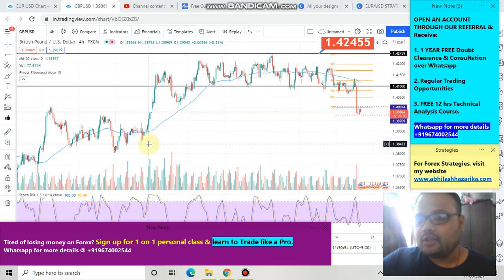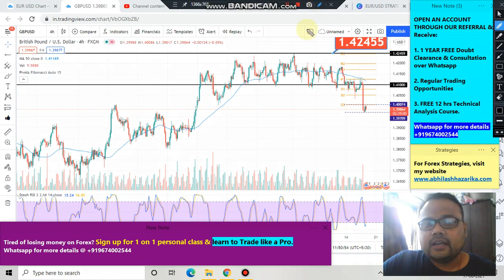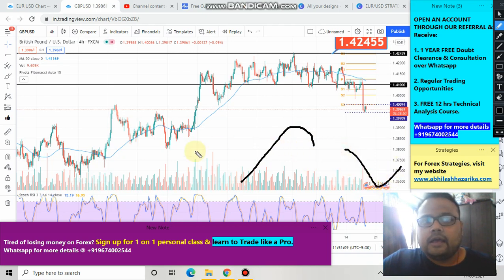As I've already mentioned in my previous videos, to consider a trend reversal, we should have an inverted V in case of an uptrend, or in case of a downtrend market we should have a V pattern. And overall the trend of GBP USD was towards the upside, or GBP USD was in uptrend and it was trading in a narrow range.